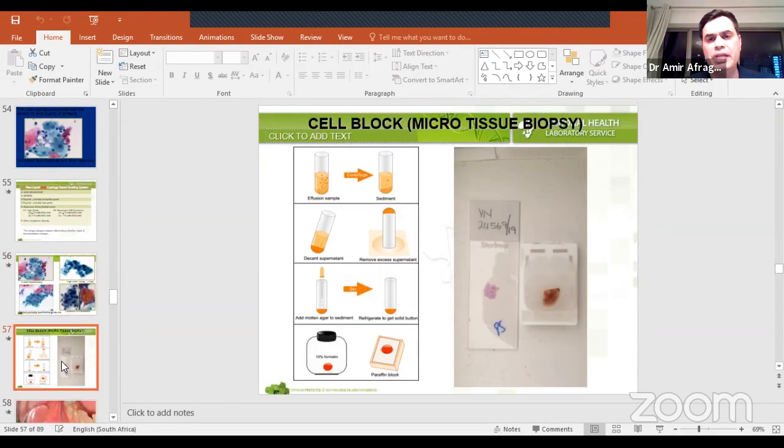Also, what you can do with liquid-based cytology is quite nice. With the sample that you have collected in the liquid-based medium, you can ask the lab to spin the sample down and create a sediment. And then you can put that sediment in formalin and create even a micro-biopsy. This is what we call a cell block or a micro-biopsy. And then you can even do additional investigations on the cell block or the micro-biopsy.